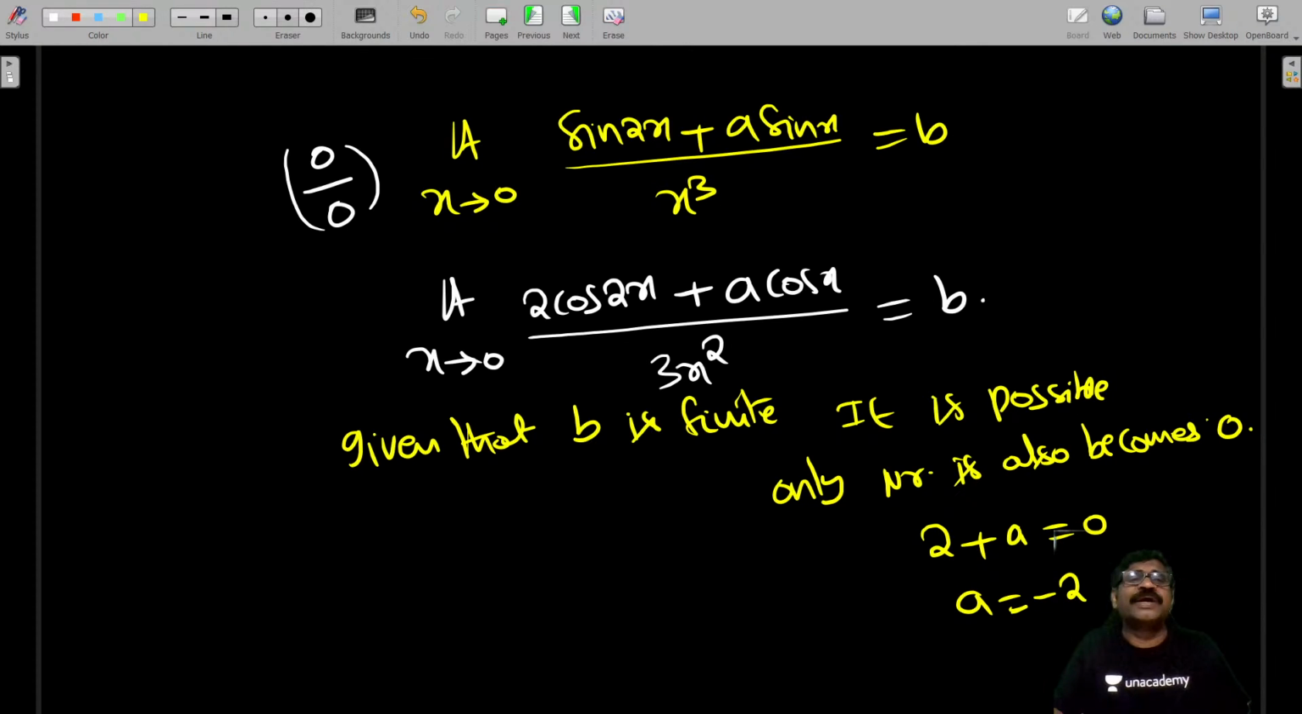When a equal to minus 2, then only numerator equal to 0, denominator is already 0, then 0 by 0 form will come. If 0 by 0 form comes, you are going to apply L'Hospital rule, then you can get the value of b as finite. That's why I am substituting a equal to minus 2 in the place of a here.